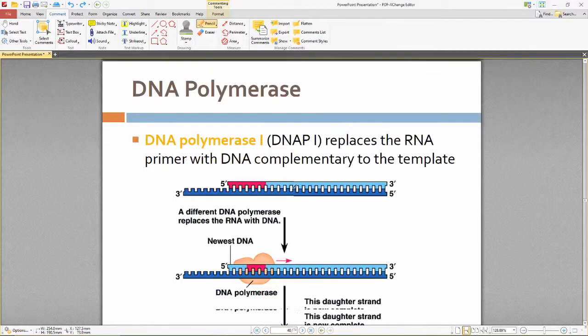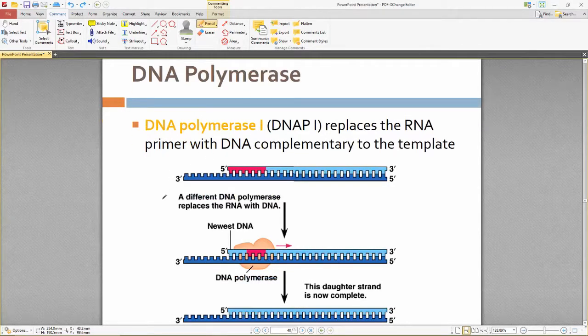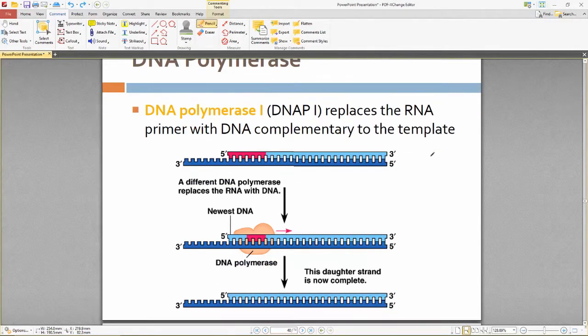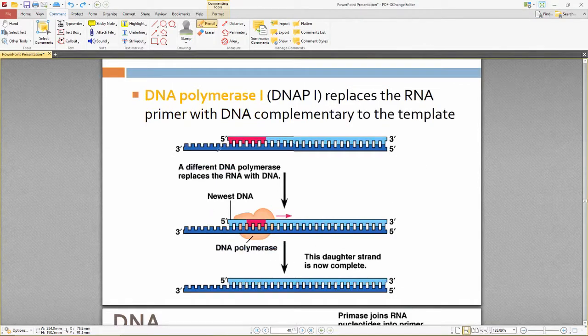Cool. DNAP1. DNAP1's job is to replace the RNA primer with DNA complementary to the template. Just to let you know, DNA polymerase is not doing this out of thin air. There is a 3' end here, and I will explain how it gets there in just a moment. So, DNAP1 and 3, distinct functions. 1 replaces the primers, 3 adds to the primers. Okay?